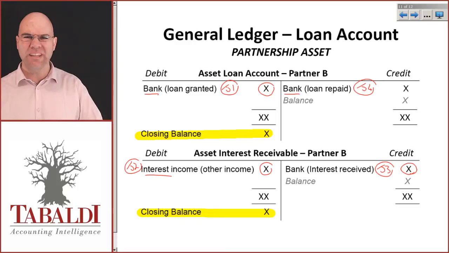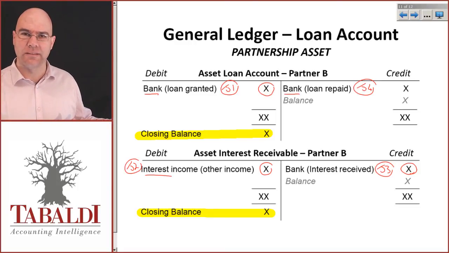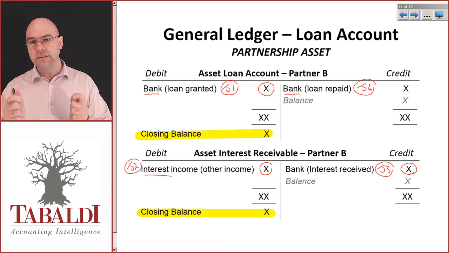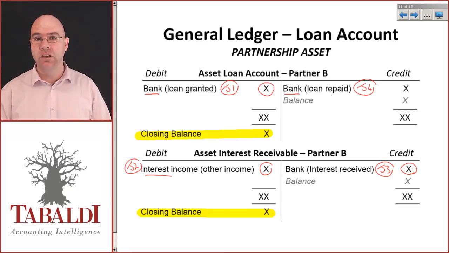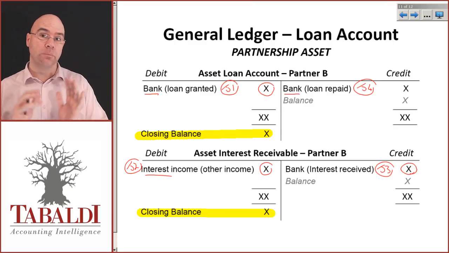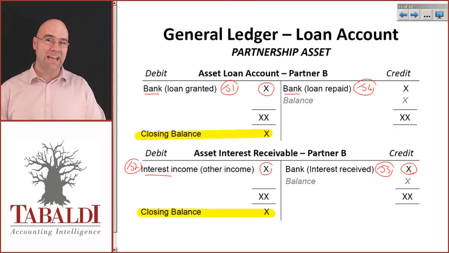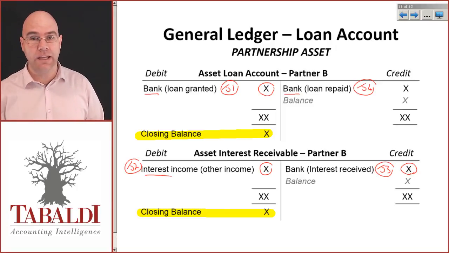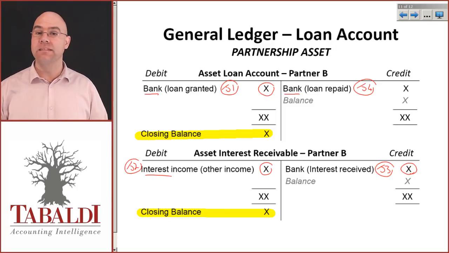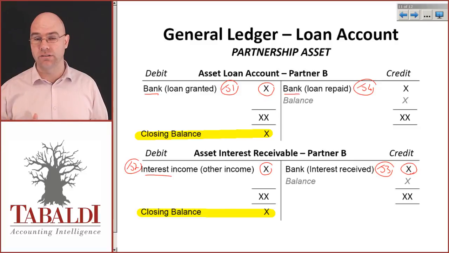If it's a credit balance, well, then you're dealing with a liability, not with an asset. Okay, so these two accounts, either a liability loan account or an asset loan account, are separate to the capital and current accounts. They have nothing to do with the appropriation account from an interest income or expense perspective. Interest income is taken to other income. Interest expense is taken to finance charges. Okay, please keep this separate from any equity accounts. Thank you.